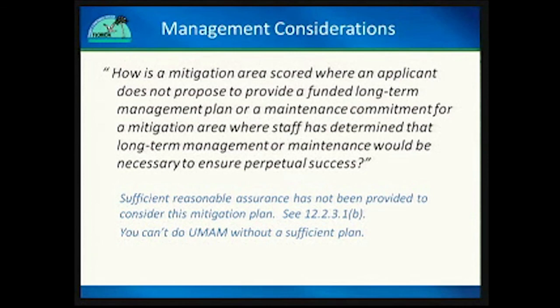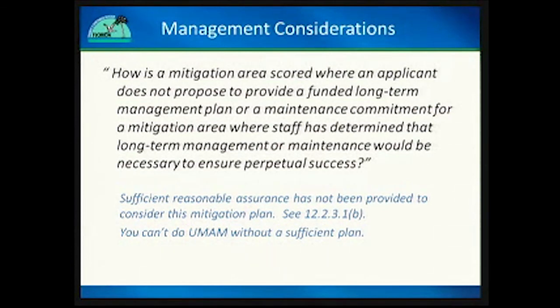All right, how is a mitigation area scored where an applicant does not propose to provide a funded long-term management plan or a maintenance commitment for a mitigation area where staff has determined that long-term management or maintenance would be necessary to ensure perpetual success? Sufficient reasonable assurance has not been provided to consider this mitigation plan. So that's in 12.2.3.1b. And this was what I was getting at before, you have to kind of solve these problems before you get there.